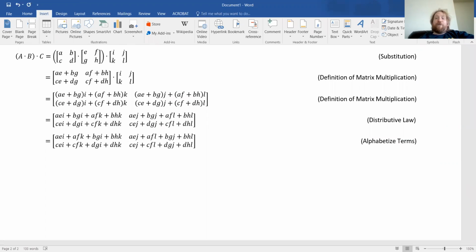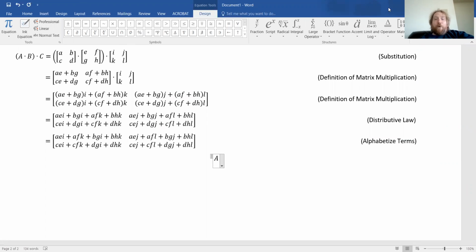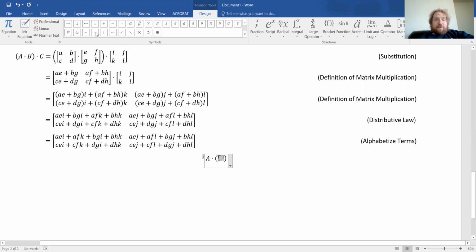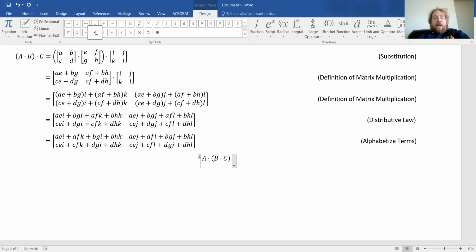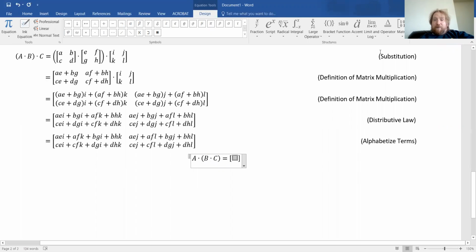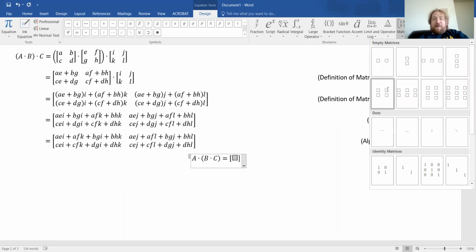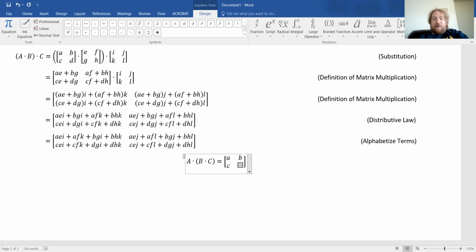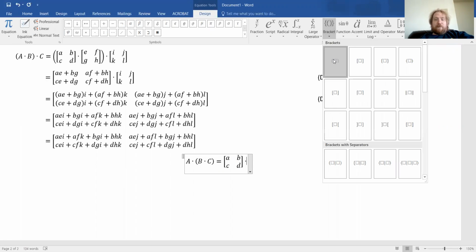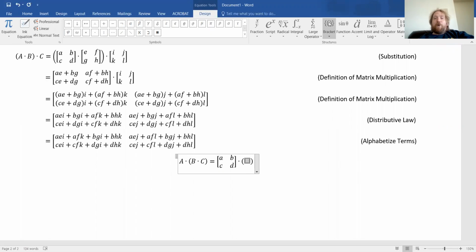So now we are going to, independently of the work that we did before, take the matrix A times, open parenthesis, B times C. And we will try to get the same thing. So here the matrix A is outside of parenthesis. We'll put in the ABCD for matrix A. Now we will do times. And we'll put the matrices B and C inside the parenthesis.